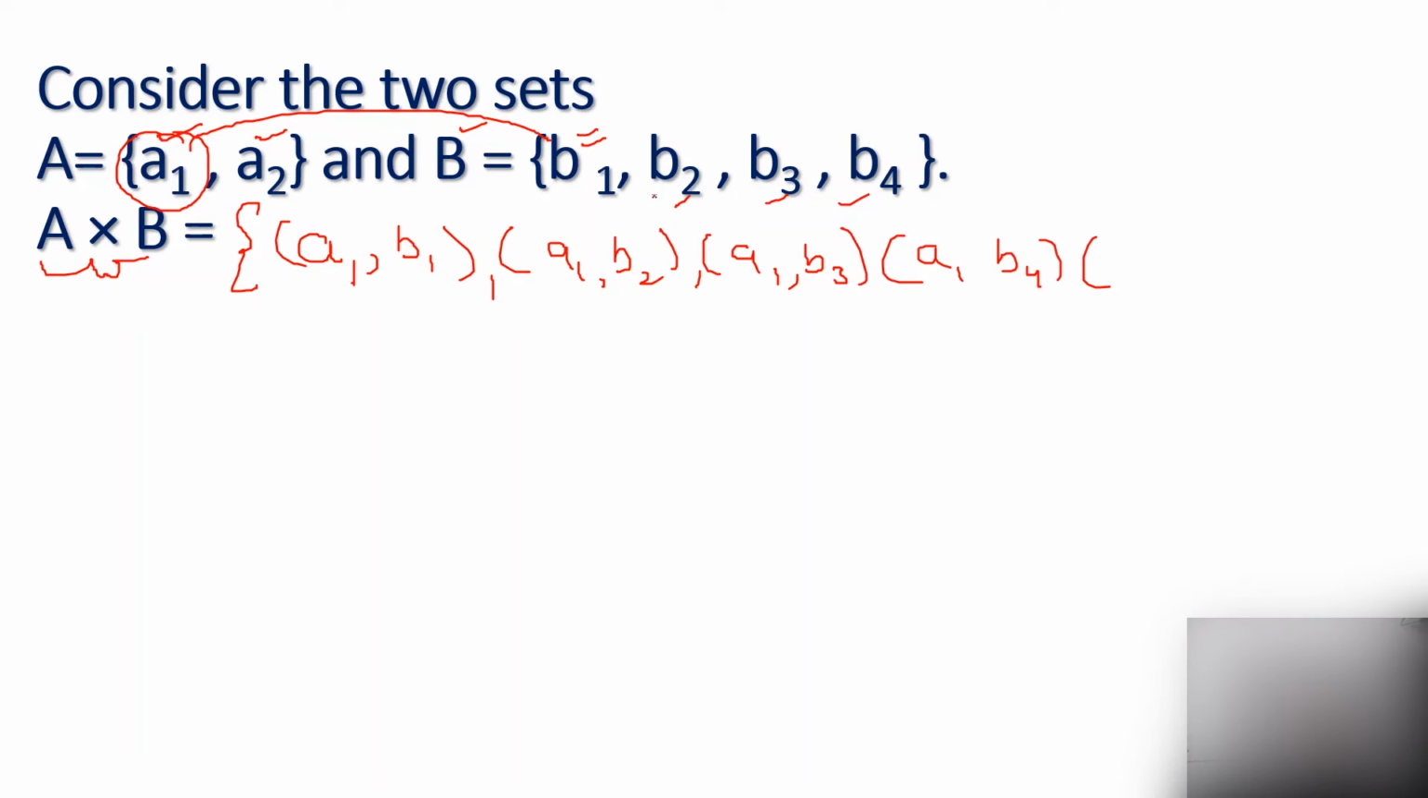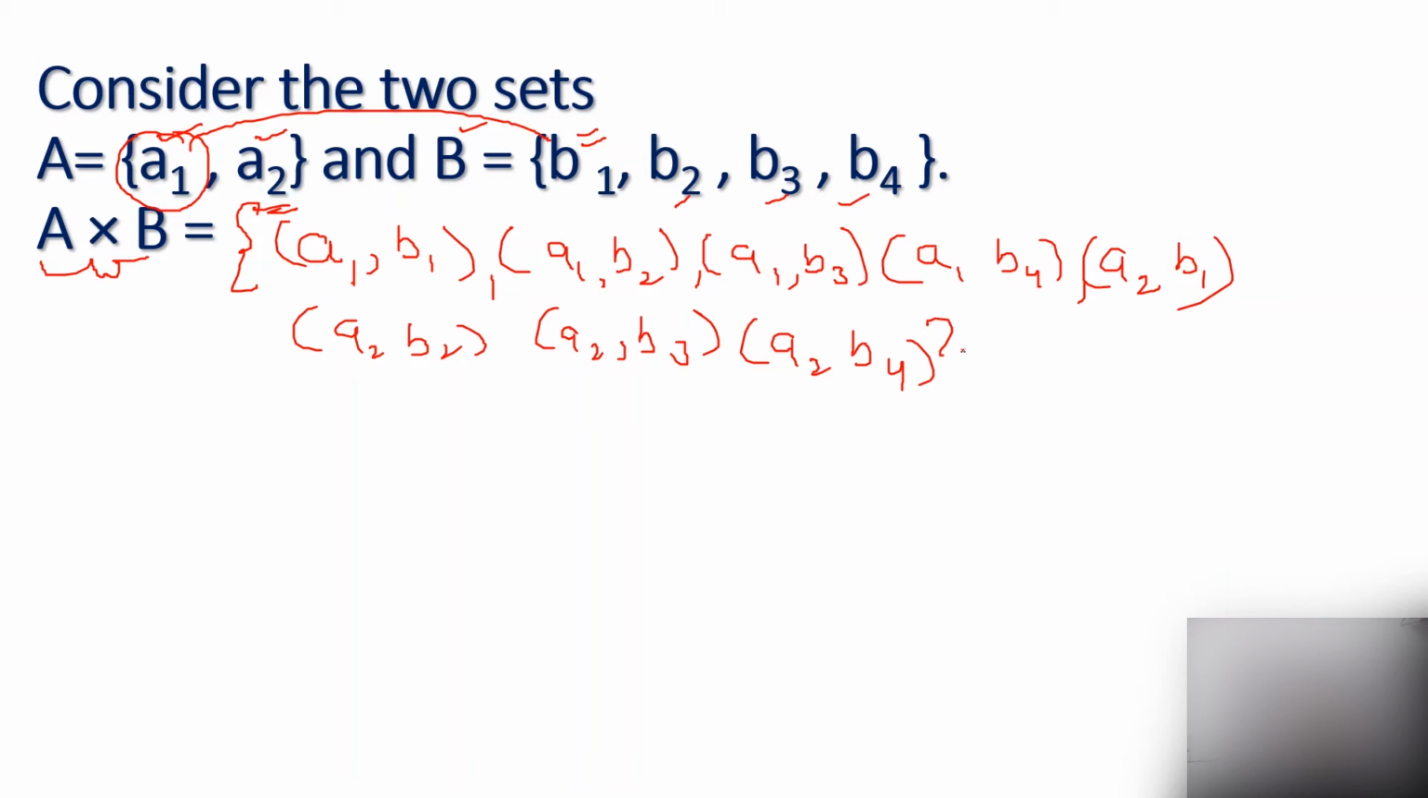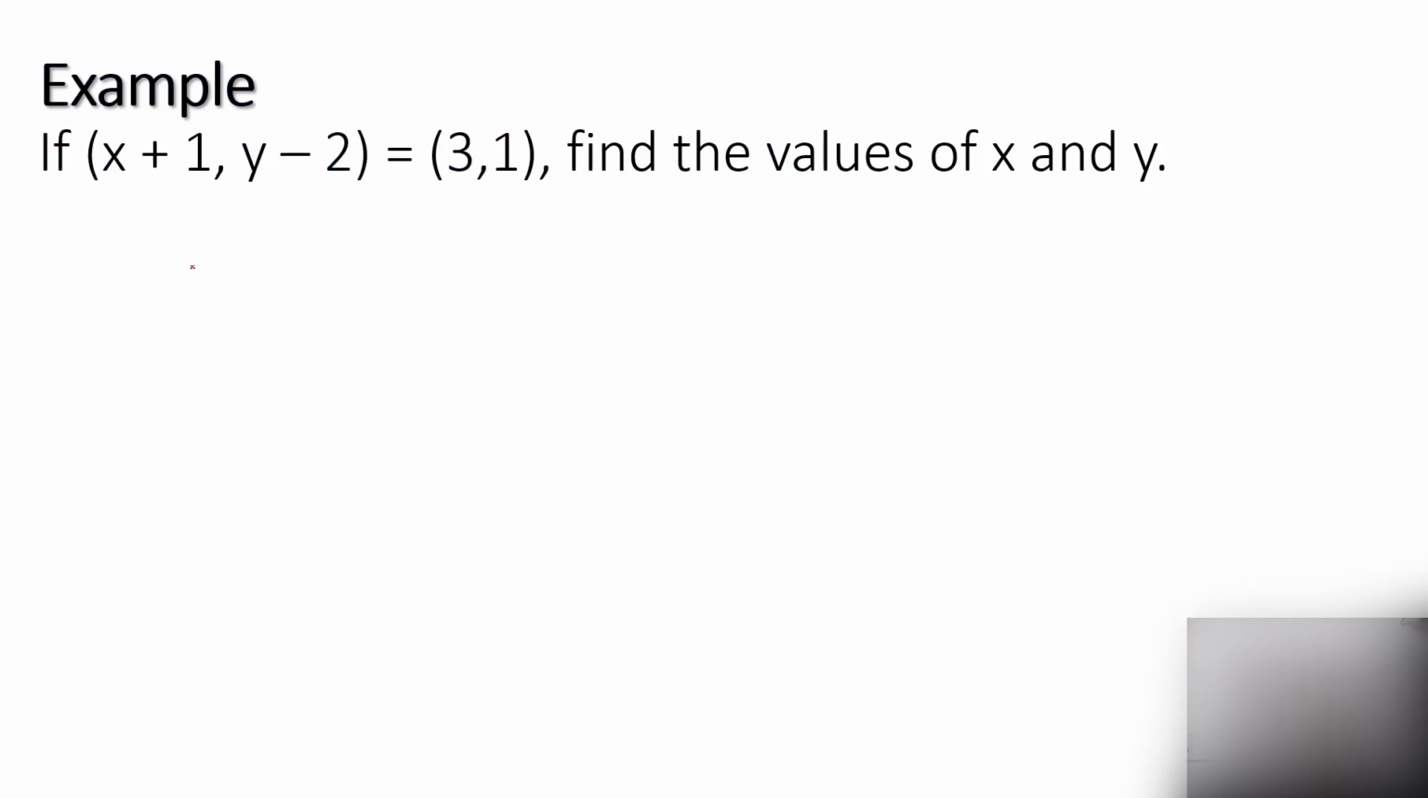Now all B's are finished. Now is the turn of A2. A2 with B1, A2 with B2, A2 with B3, A2 with B4. Now all are done with A and B. Therefore, this is the Cartesian product of set A and set B.